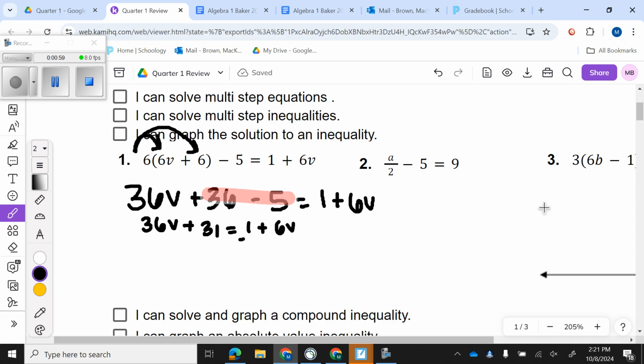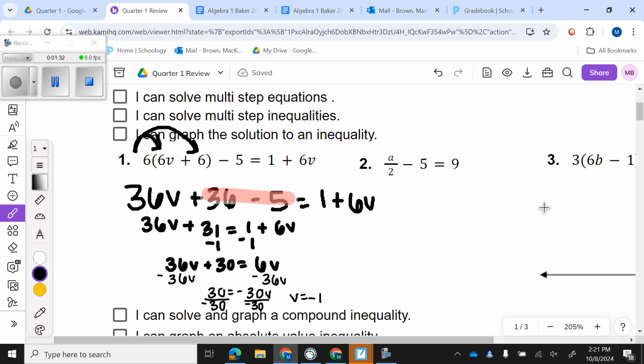From there I'm going to subtract 1 from both sides. You have 36v plus 30 equals 6v. I've got to get my variables on one side, my numbers on the other. So I'm going to subtract 36v from both sides, and I'm going to have 30 equals negative 30v. I'm going to divide both sides by negative 30, and I'm going to get v equals negative 1.